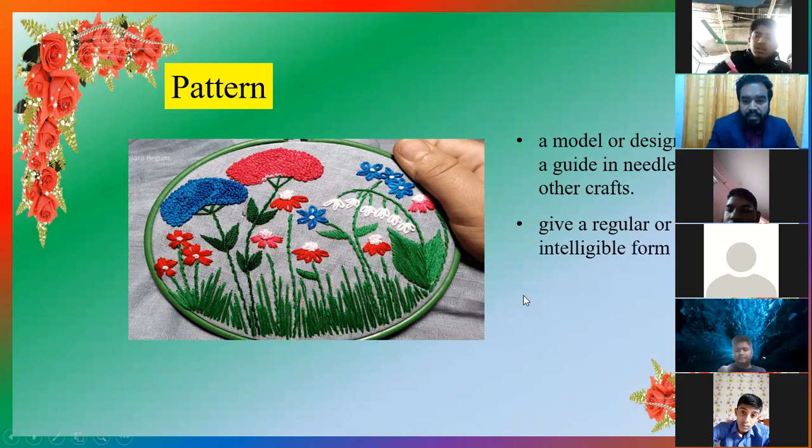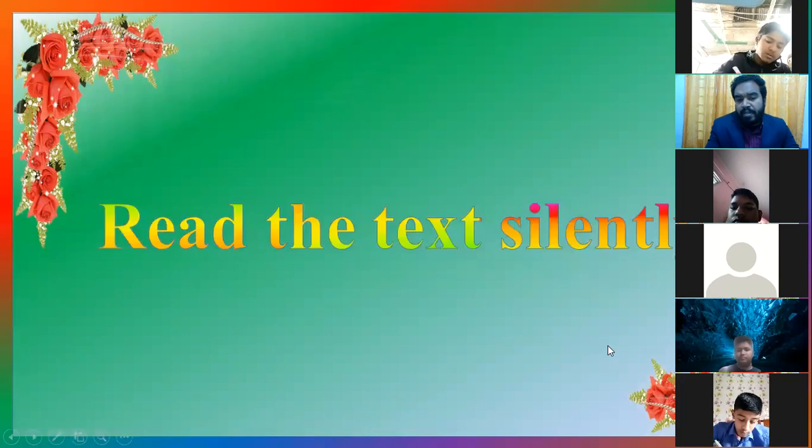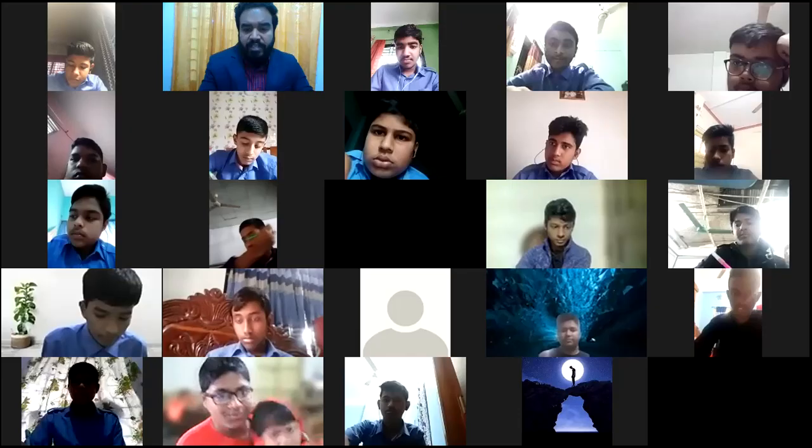Give a regular or intelligible form too. The pattern is very artistic. Yes, sir. Another craft. I think it's 12:55, am I right? Yes, sir. But take your homework right now. Take your homework.